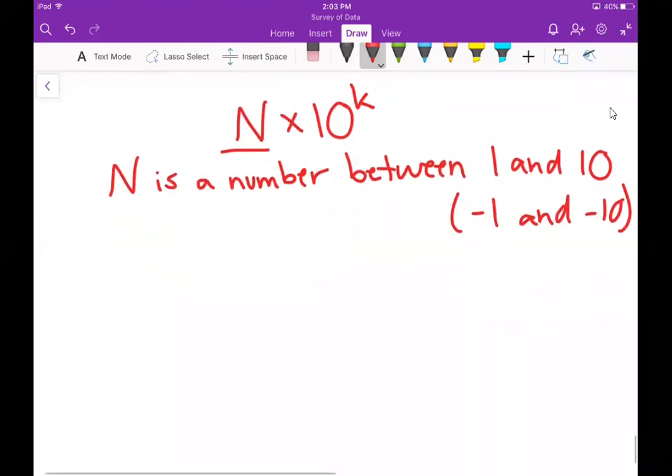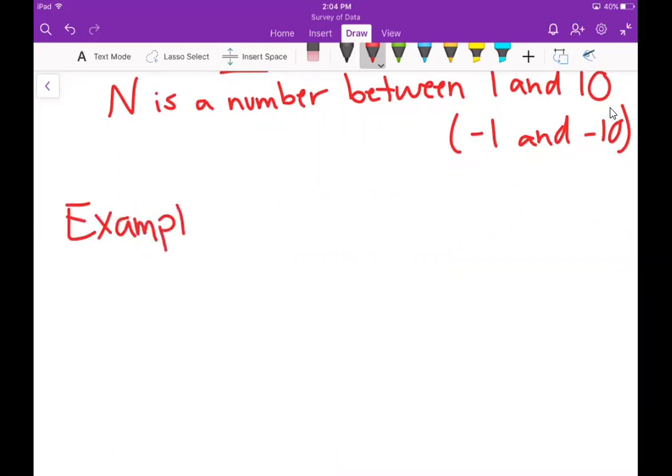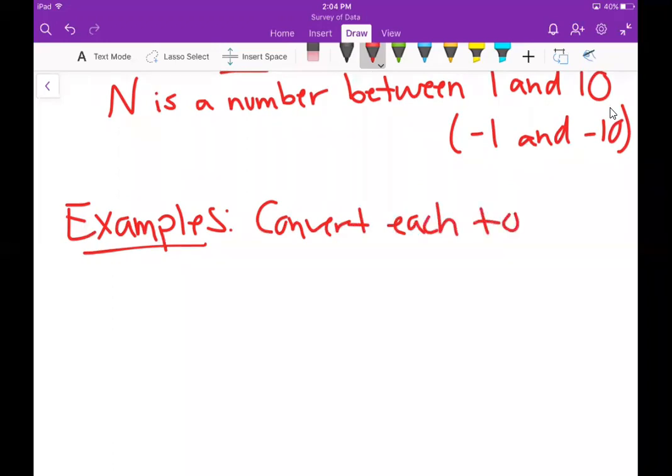Okay, so let's first look at numbers in scientific notation and figure out what number we're actually looking at, and then we'll go the other way around, because the other way is a little bit harder. So in these first examples, we are going to convert each scientific notation number to that normal notation we're used to, which is called decimal notation.